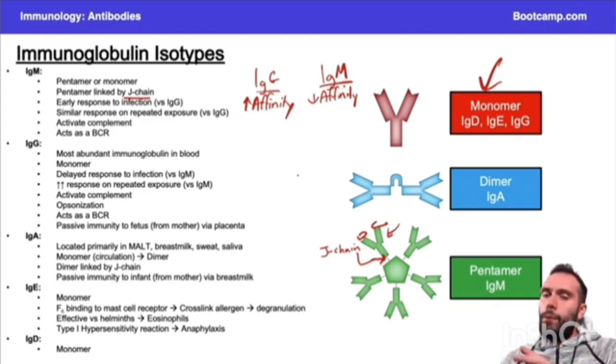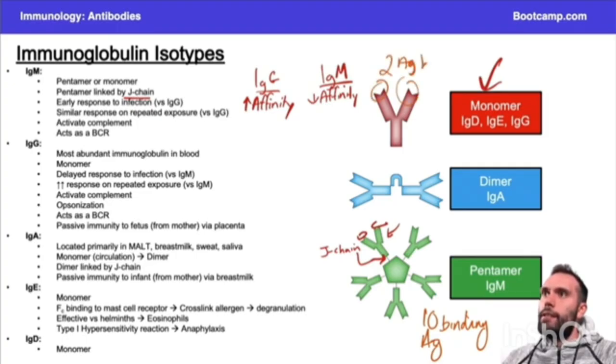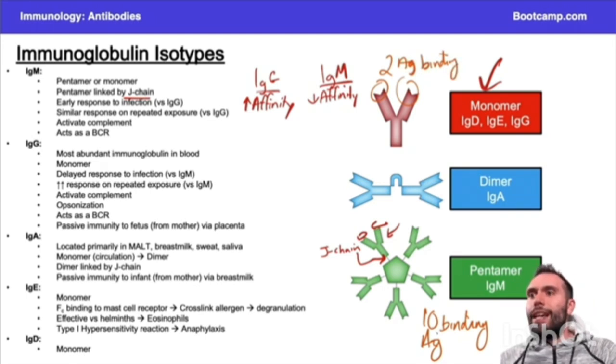Where this gets tricky, where this comes in questions, you have to remember this IgM immunoglobulin has 10 binding sites for antigens. So it's got 10 binding sites for antigens. Now, if you compare that to IgG, IgE, IgD, this only has 2, right? It only has 2 antigen binding sites. So that's kind of tricky, right? So one has 2 and one has 10.